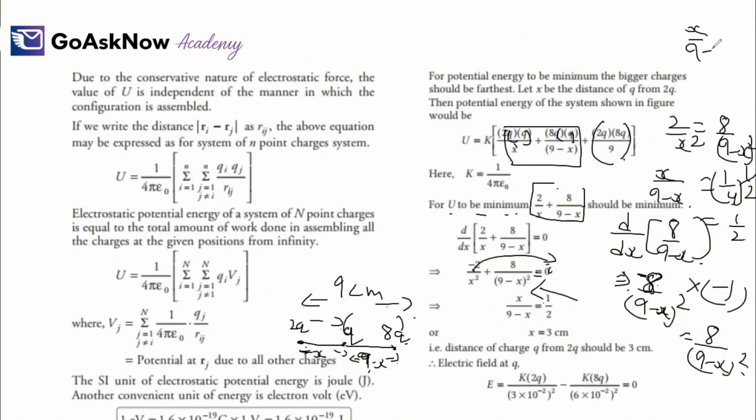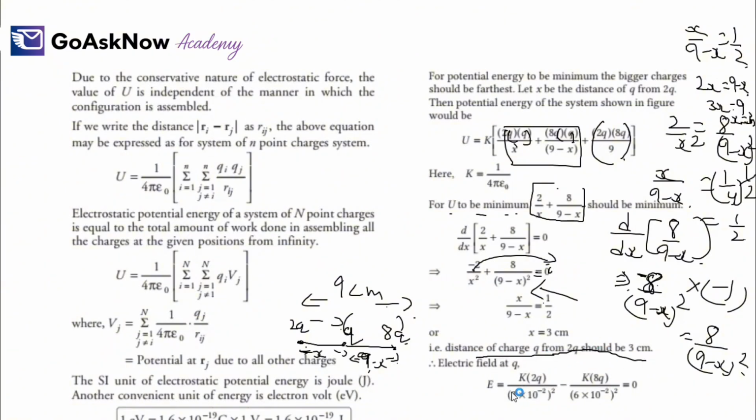X upon 9 minus x is equal to 1 by 2. So 2x is equal to 9 minus x, or 3x is equal to 9. x is equal to 3 centimeter is the answer. So that is why they have used these formulas, and that is the distance of charge q from 2q should be 3 centimeter. Okay, so for minimum potential energy, your distance of charge q from 2q should be 3 centimeter.